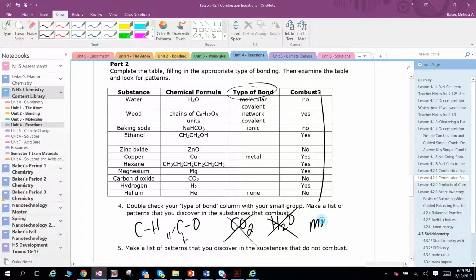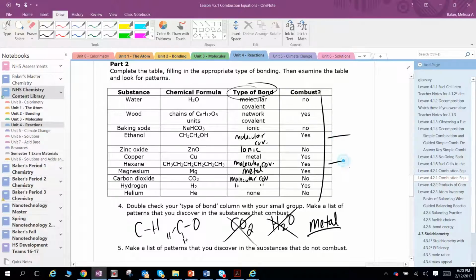And then we also saw that things with metallic bonding also burn. So this one was metallic bonding. This one was molecular covalent. I forgot we had to fill some of these in. Hydrogen bonding is molecular covalent, ditto. This one is molecular covalent. All non-metals and liquids and gases. Ionic is metal and non-metal, and molecular covalent for ethanol.